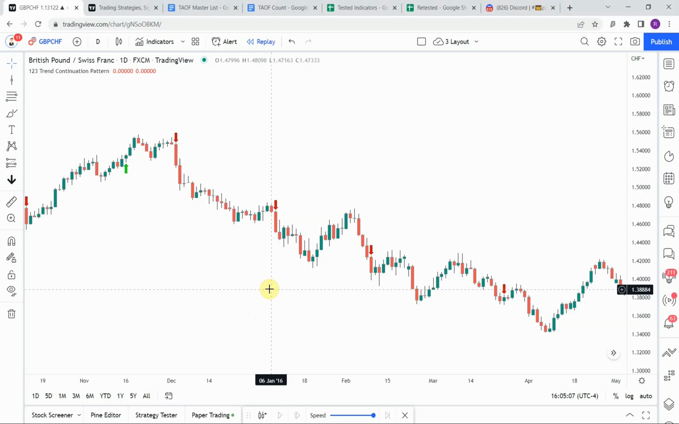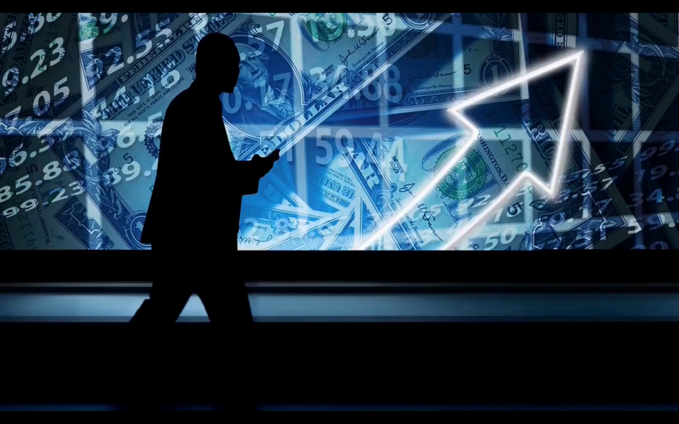Today we will be looking at an advanced testing of the 123 trend continuation pattern indicator.